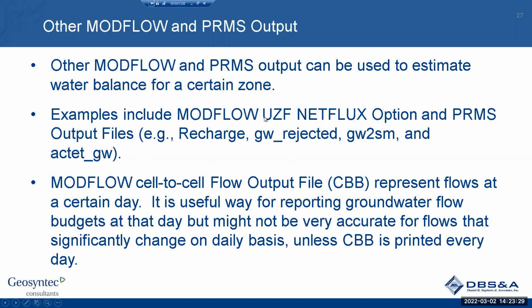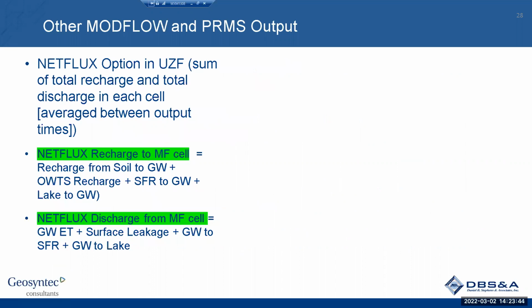So in combination, the UZF net flux and these 4 PRMS output files, we can have a distribution of many of the water budget components. So what the net flux option in UZF does, it prints the sum of total recharge and total discharge in each cell. And total recharge is recharge from soil to groundwater, plus out recharge, plus streamflow percolation to groundwater, plus lake seepage to groundwater. So all of this is reported as just one number, but it's different spatially from one cell to another.